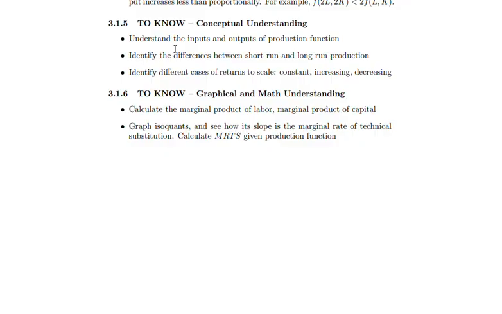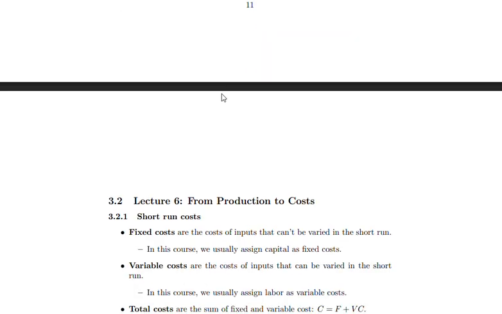The third is to identify different cases of returns to scale. Constant, increasing and decreasing is very easy. Calculate the marginal product of labor and marginal product of capital just by differentiating, and I think it is very easy for you guys. Graph isoquants, just like indifference curves. It's a convex, downsloping curve, and see how its slope is the marginal rate of technical substitution. Calculate MRTS given a production function.